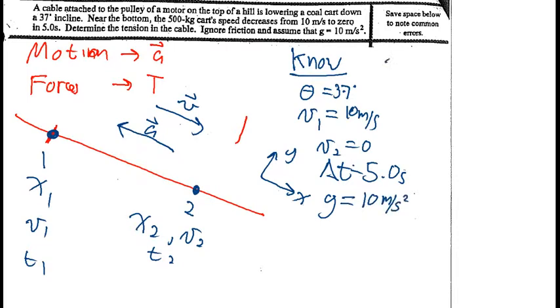We can see in our coordinate system that we've set x1 to be equal to 0, and what I want to find from my analysis is the acceleration in the x direction, so we can use that to figure out what is the tension that's on the cable from doing the force part of the problem.